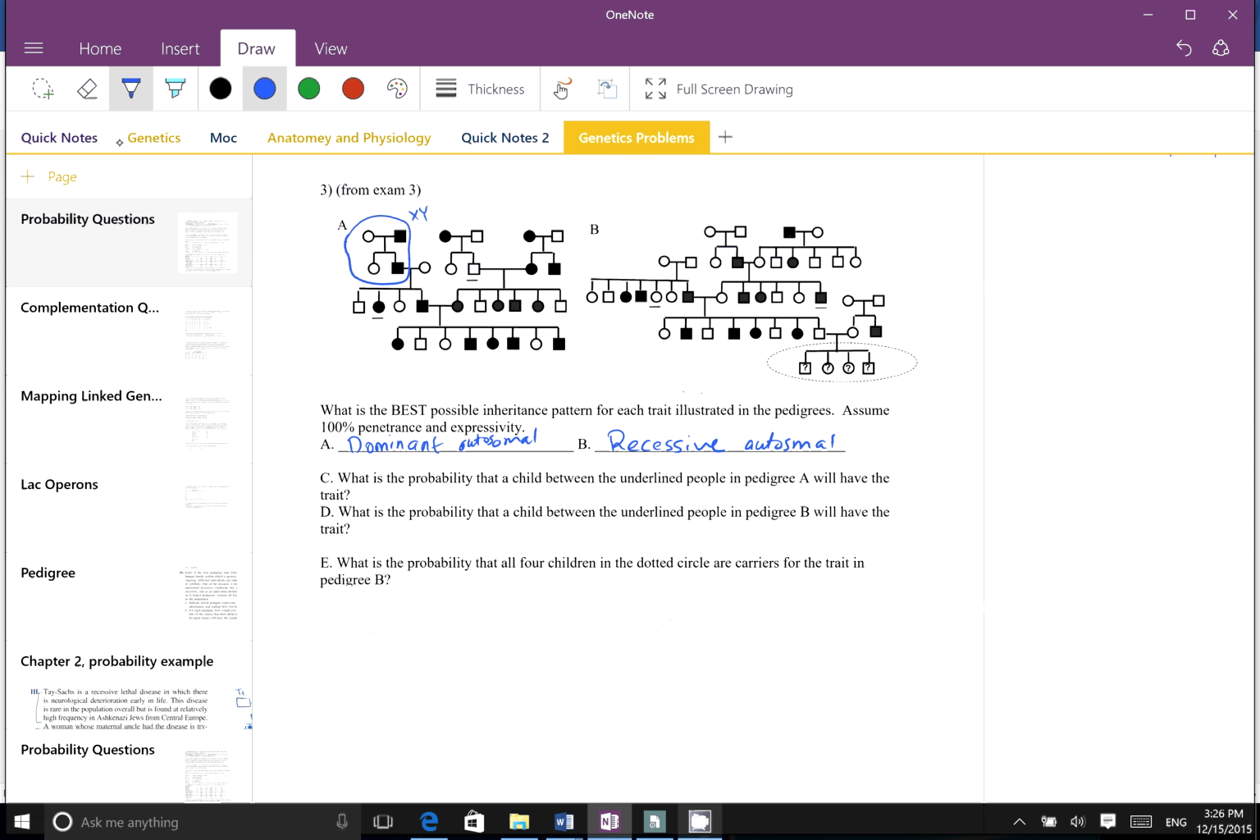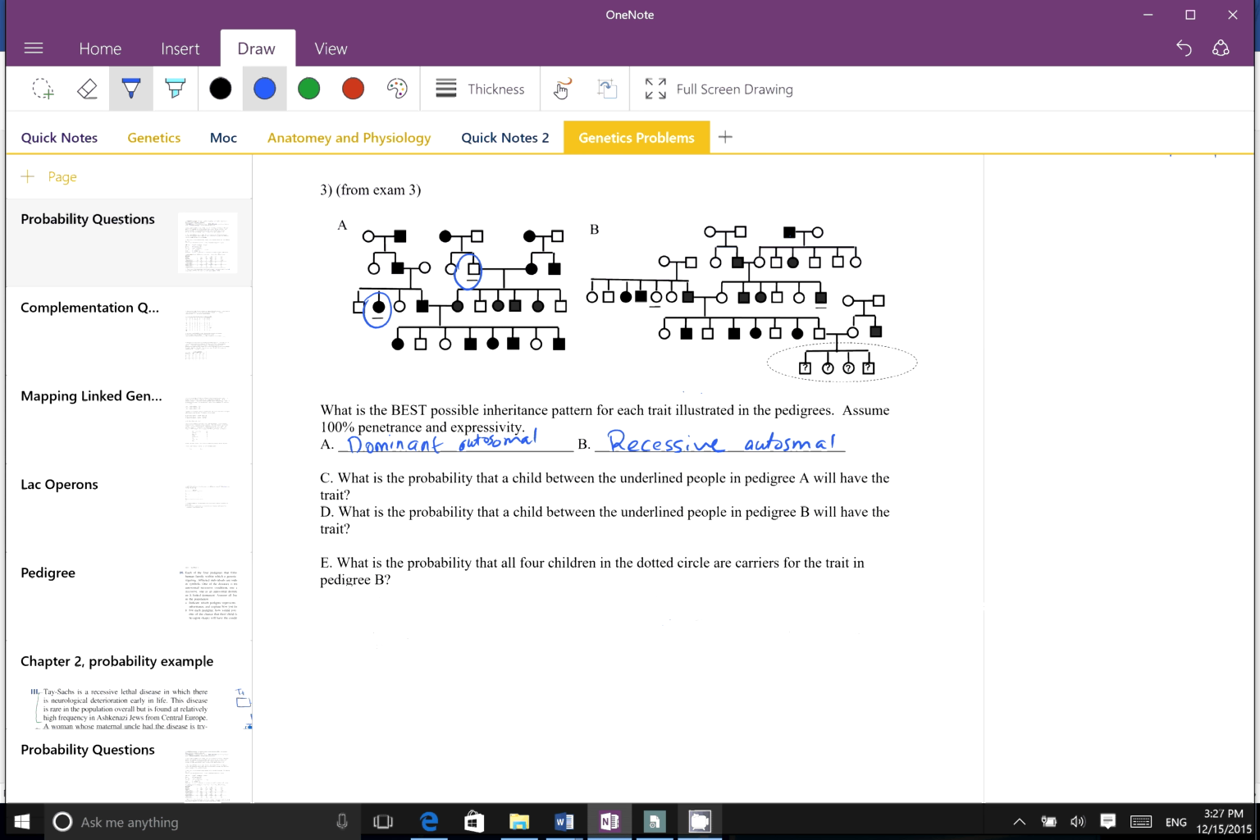Part C of the question asks you what's the probability that a child between the underlined people in pedigree A will have the trait. So let's look at pedigree A. These are the people involved.